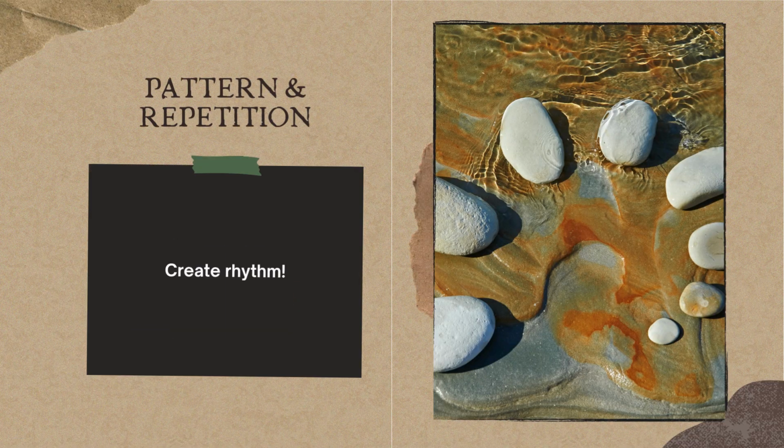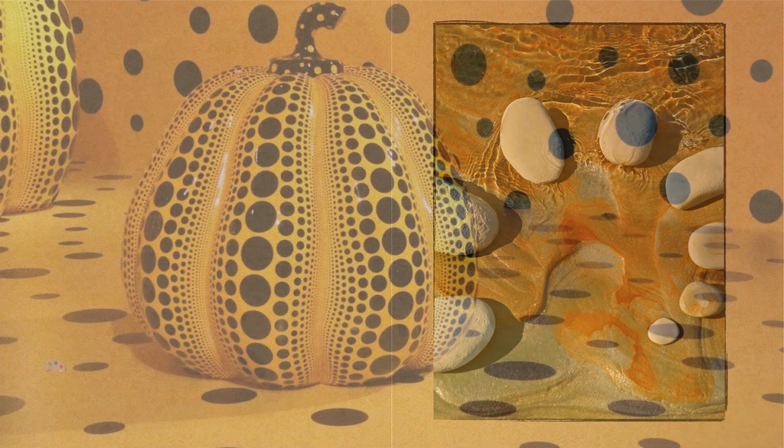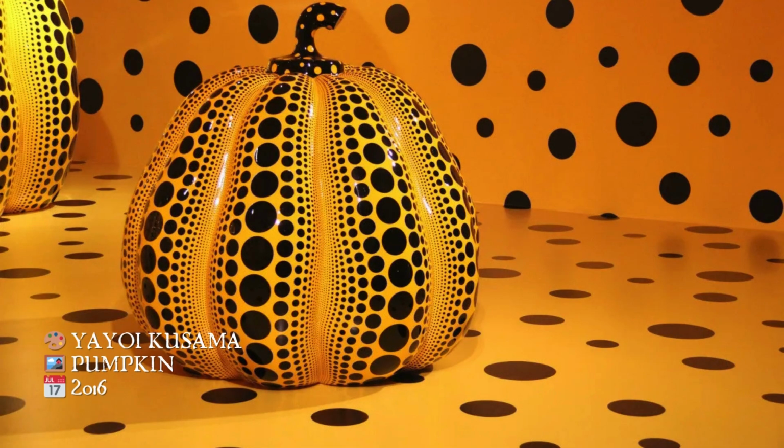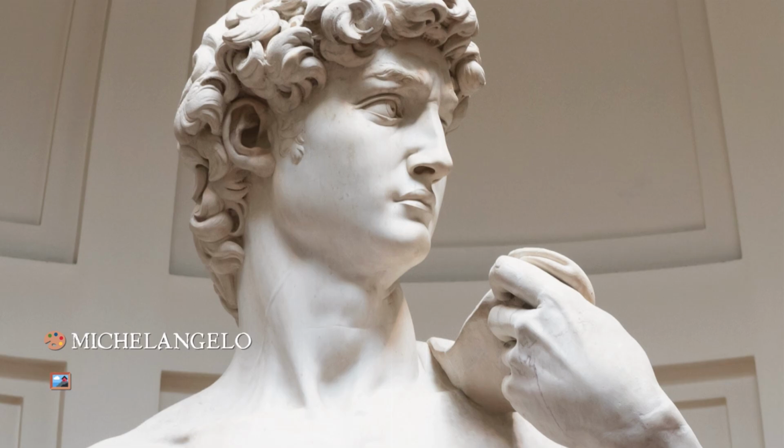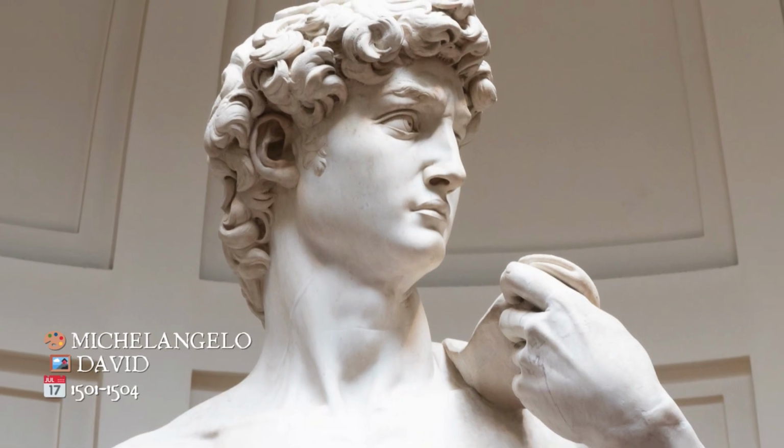Pattern and repetition create rhythm. Yayoi Kusama covers entire rooms in repeating polka dots. Proportion is about size relationships. Michelangelo gave David larger hands to make them a point of focus.